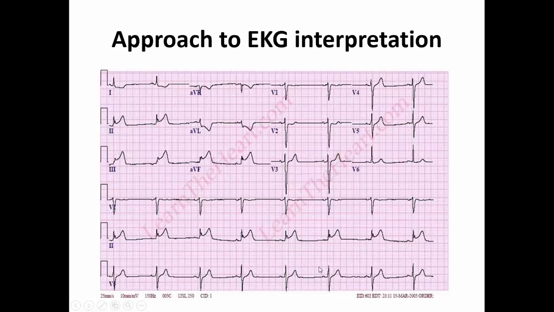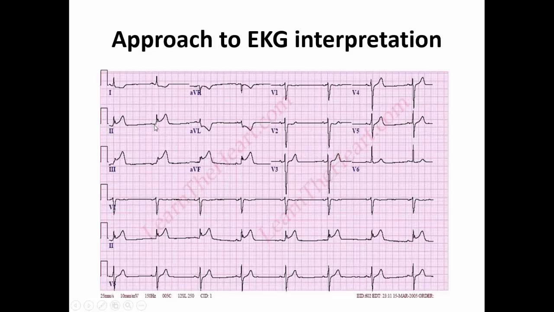So we take a look at the heart rate. If you find one of the QRS complexes, it's pretty close to one of the big boxes. There's 1, 2, 3, 4, 5, 6. 300 divided by 6 is 50, so heart rate's just less than 50.